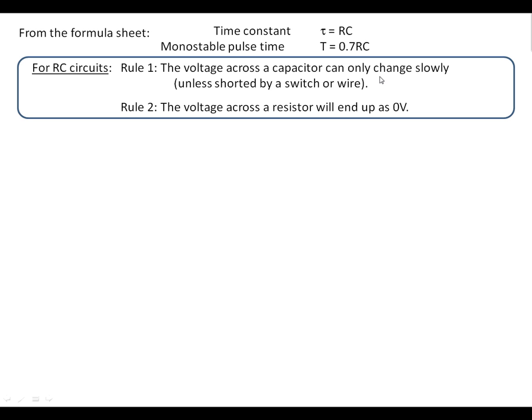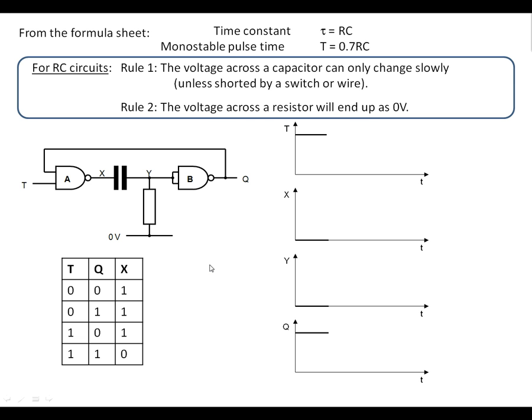Monostable. The rules that we got here for this one, from the formula sheet: the time constant is RC and the monostable pulse time is 0.7 RC. Two rules. So we've got the voltage across the capacitor can only change slowly, and the voltage across the resistor will always end up at 0 volts given enough time. So let's have a look at the circuit.